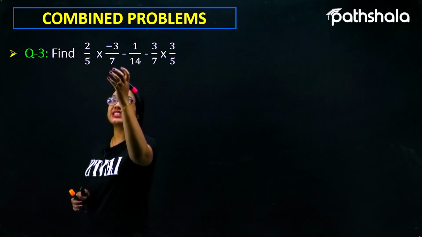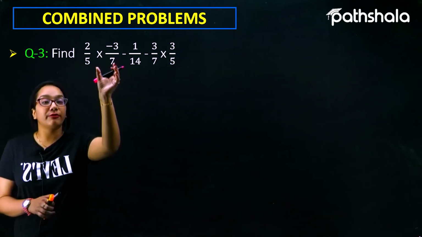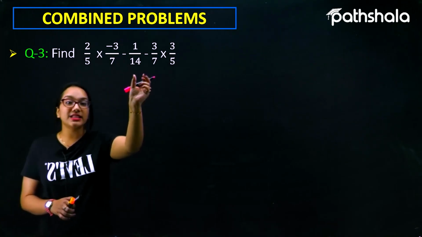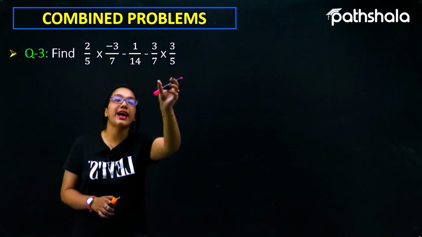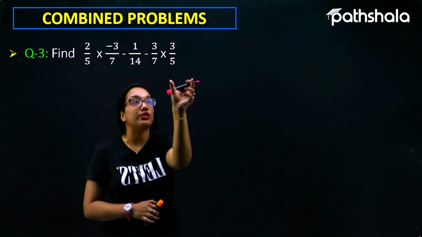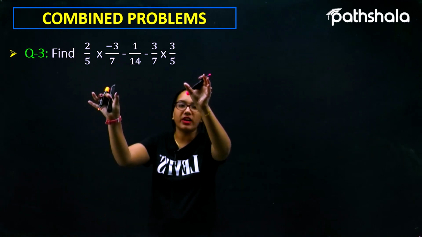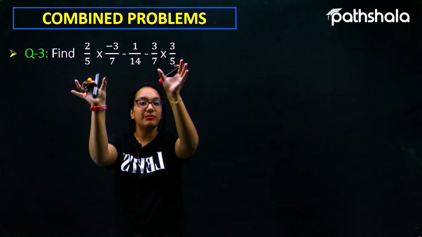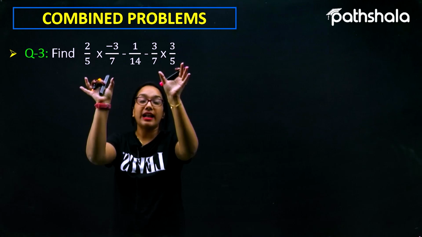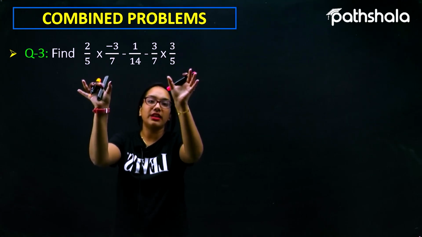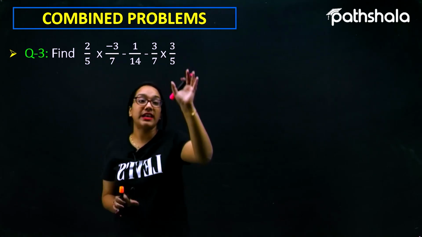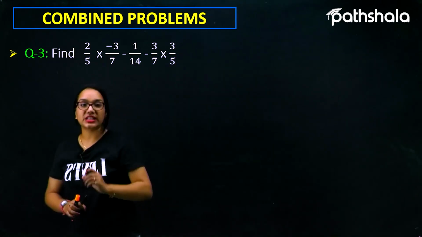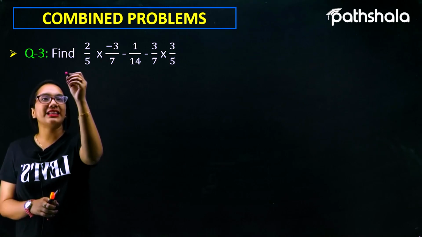First of all, we have the first fraction as 2 by 5 into minus 3 by 7, the second as minus 1 by 14, and the third as minus 3 by 7 into 3 by 5. We can see clearly that there is something common between the first and the last fraction, that is nothing but 3 by 7. 3 by 7 is common in the first as well as the last fraction. So we will rearrange it.